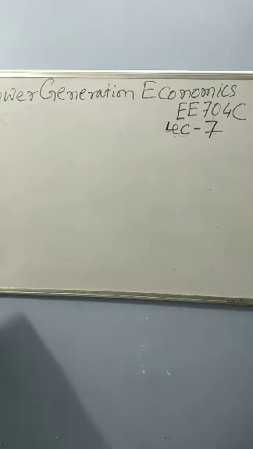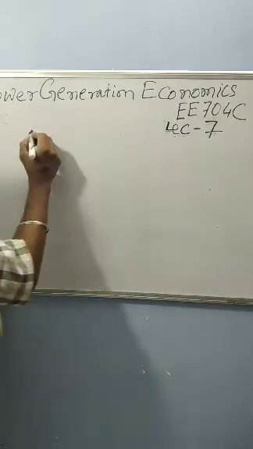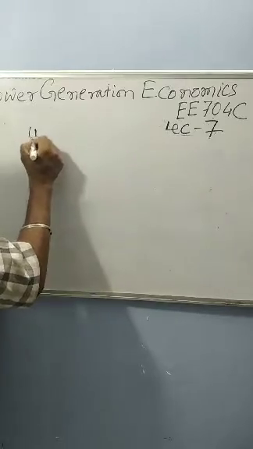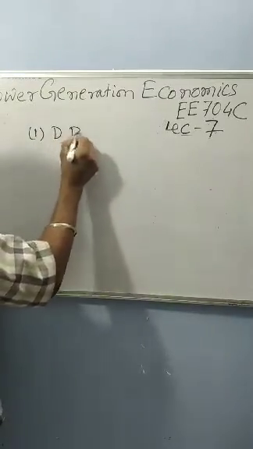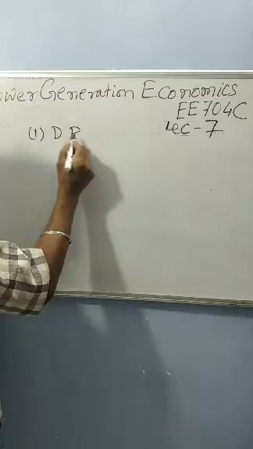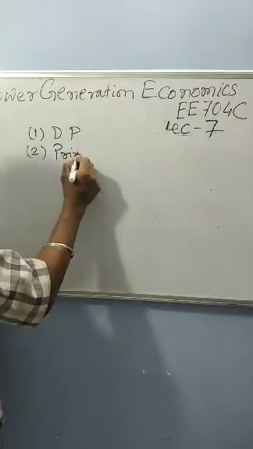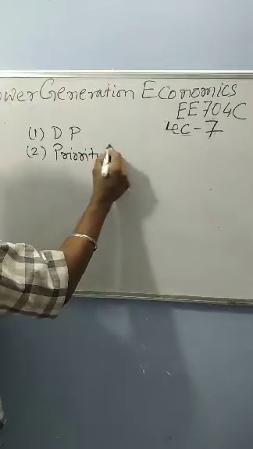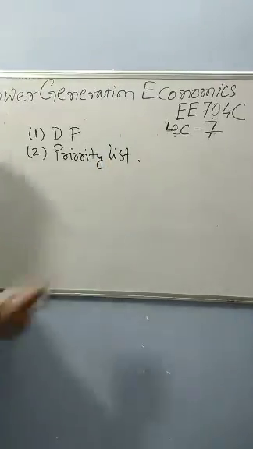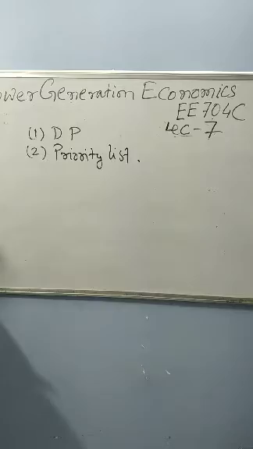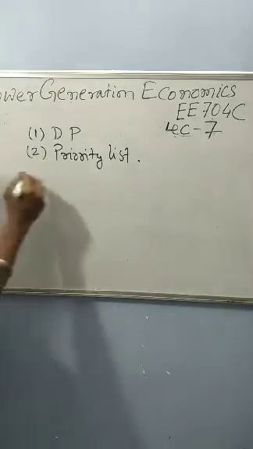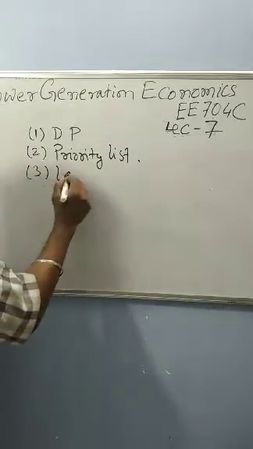So there are some methods of solving the problems. Unit commitment solution methods: one method mostly that we have been using is the DP method, that is the dynamic programming solution method. Another, a very uncommon method, is the priority list method. And another one is the Lagrange relaxation method.